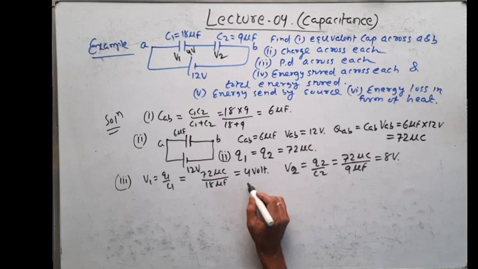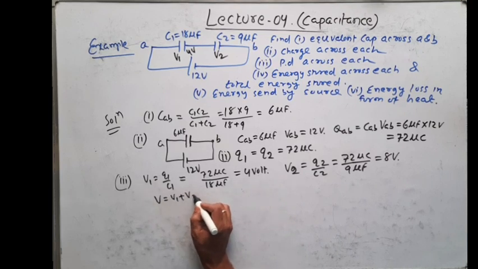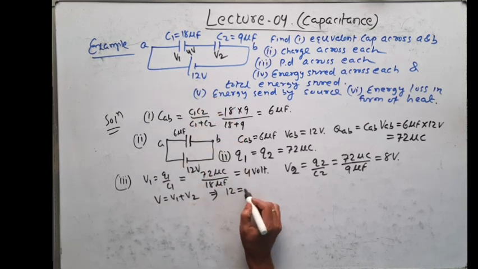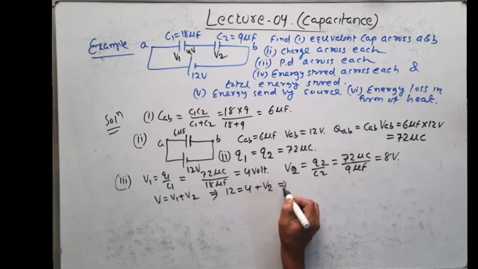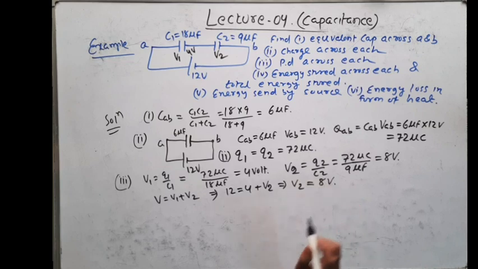Or you can say the total supplied voltage V must be equal to V1 plus V2. The total supplied voltage is 12, and V1 we have already got is 4. So from this you can also calculate V2 is equal to 12 minus 4, that is 8 volt.